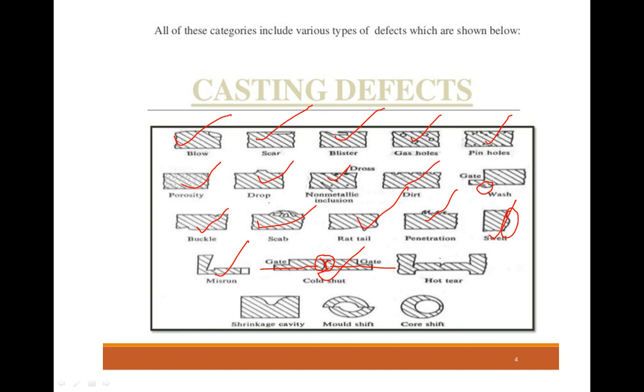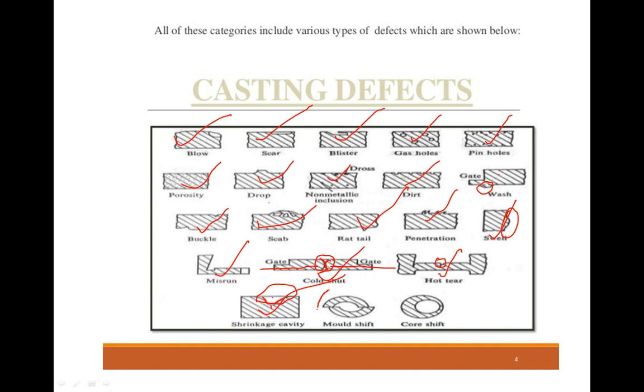For hot tears, there are crack formations because of the solidification temperature. Sinkage, we have also seen in this portion. Why is it there? Some space will be left, so from this portion the metal will sink.